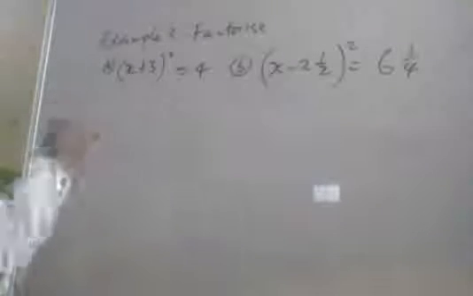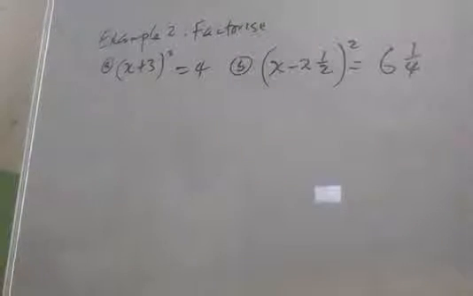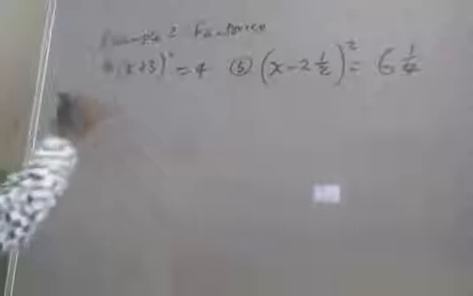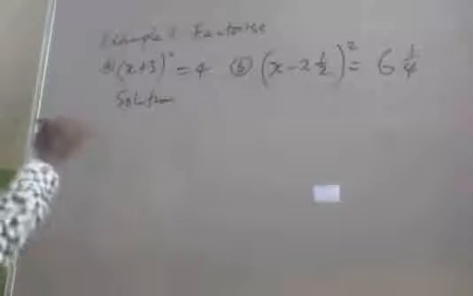Now let's take this example. You have x plus 3 all squared is equals to 4. Then b, we are asked to factorize x minus 2 whole number 1 over 2 all squared is equals to 6 whole number 1 over 4. So let's solve from a solution. Let's look at the a.